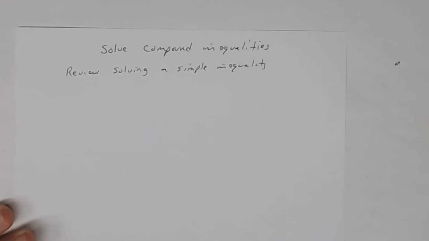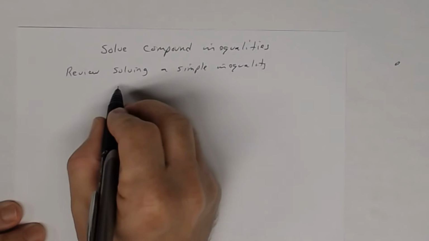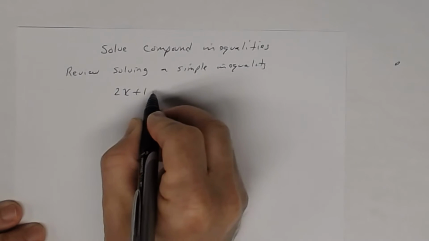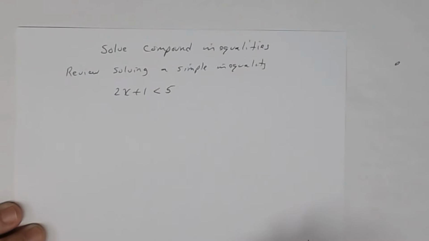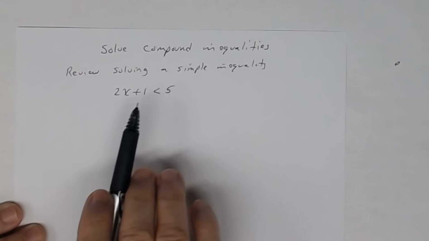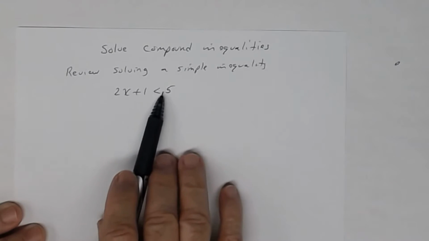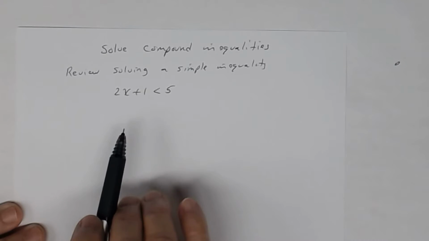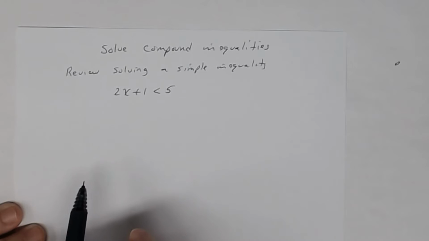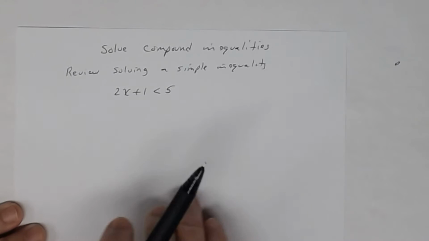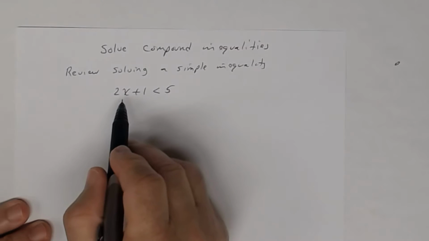All right, so for example, here's an example of a simple inequality. We have 2x plus 1 is less than, let's say, 5. Notice we consider this a simple inequality for the fact that there's only one inequality symbol. In this case, it's less than. And so to solve this simple inequality, remember now this is a linear inequality, so that's easy to deal with.